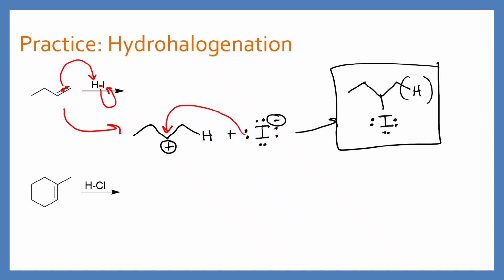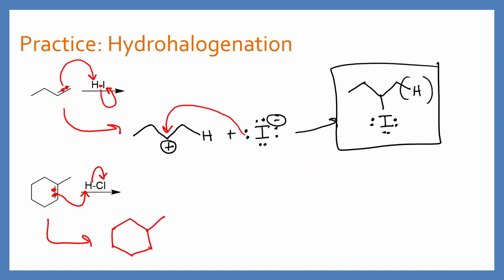Now, if you need to, go ahead and pause and work the second one. Okay, so the first step of this one, just like all the other ones we've done so far, is we have a strong acid and we have something that has electrons. We are going to have to protonate it. So the alkene attacks the hydrogen and we break this bond, giving those electrons to chlorine. This forms a carbocation.